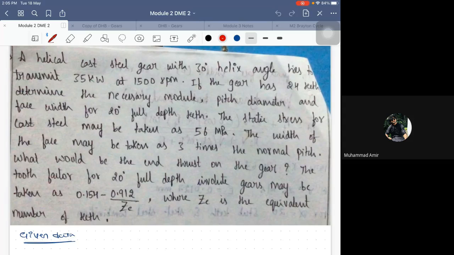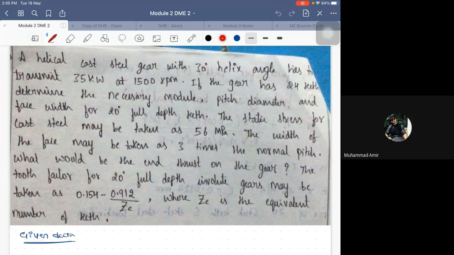So today, in this particular class, we will solve a problem where the diameter is not given. If the diameter is not given, how do we cope with the problem? We will learn from this example. By this problem, we have covered most of the problems on gears, as well as spur gears and helical gears.